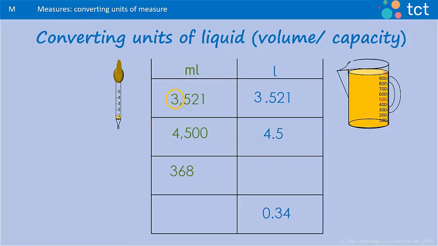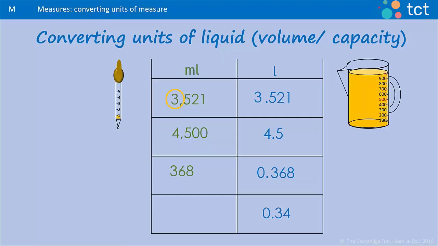The next one, we have 368 millilitres. We need 1,000 millilitres to make a litre, so it's not going to be a whole litre. The number of litres will be 0. When we divide 368 by 1,000, we have 0.368.